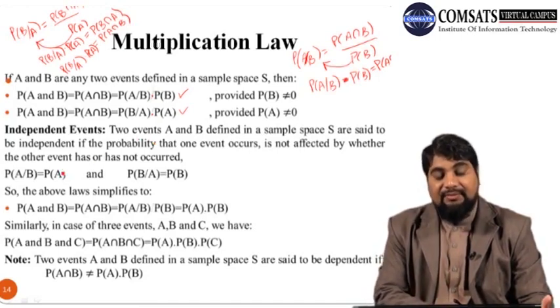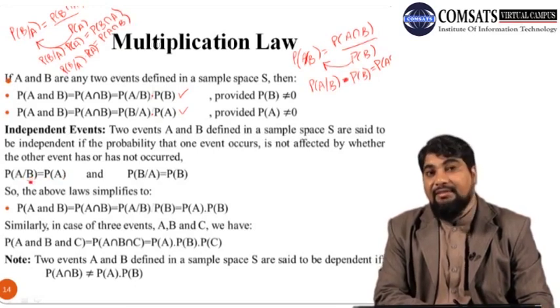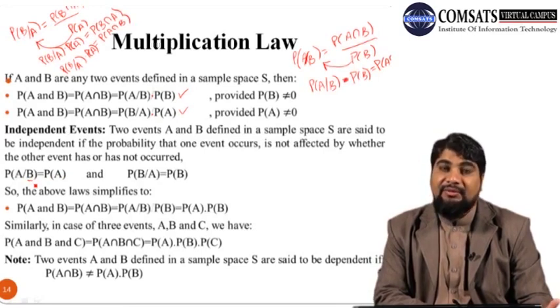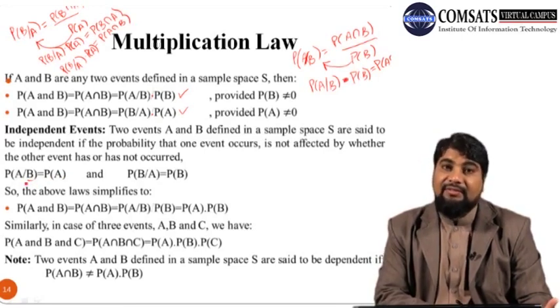In this case we can see that P of A given B will be P of A, because whether or not we have the additional information about B, it will make no impact on P of A.